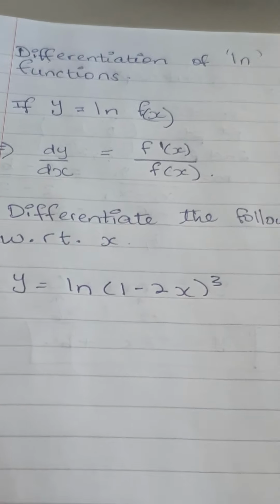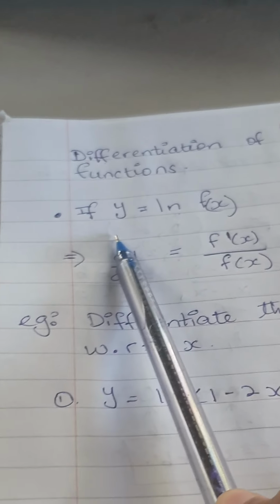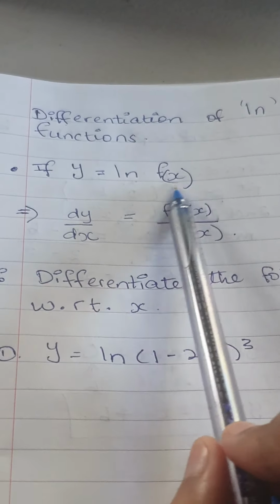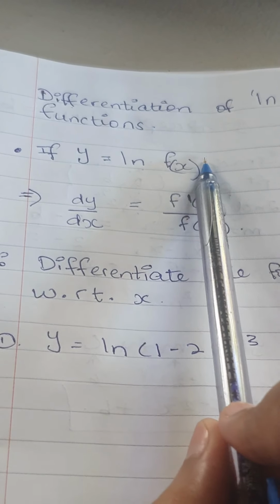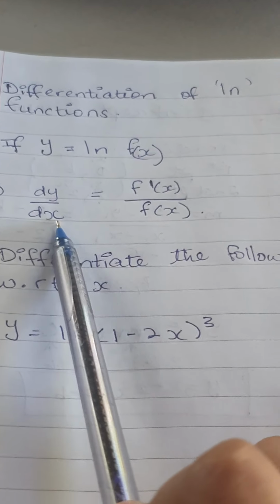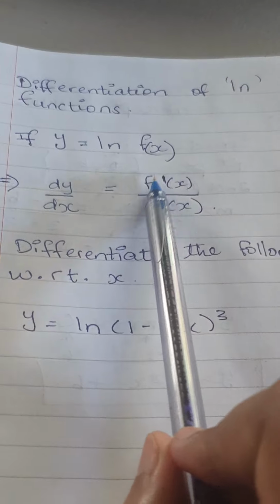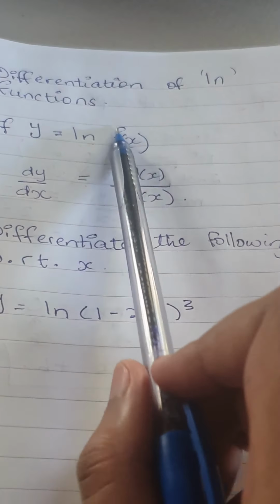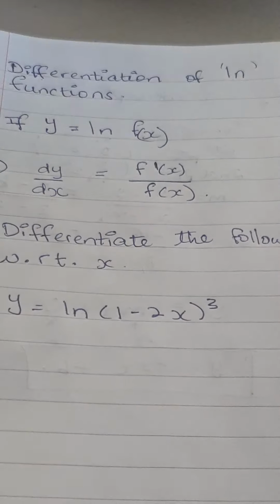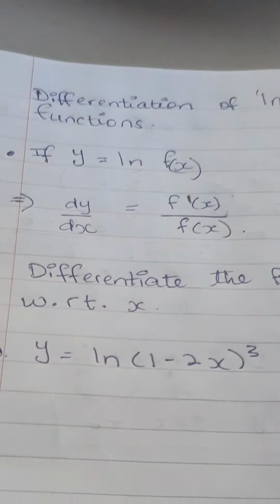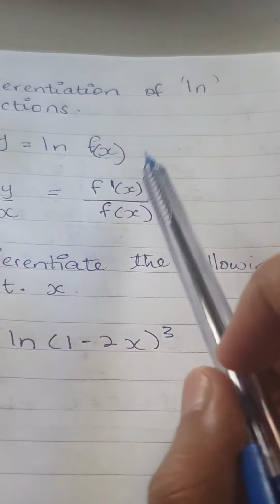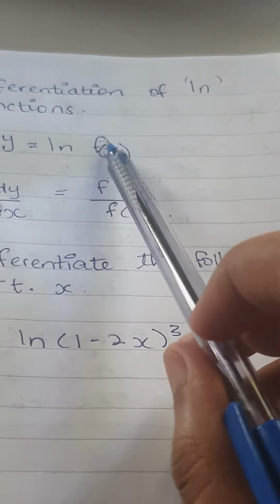So for example, the rule is if we have y equal to ln of some function f of x, the differential of it, dy dx, would be equal to, now this f dash x means the differential of f of x, right? So this is just notation for it. You guys know that, if not, well, we're doing it now, right? So f dash means you're differentiating this part here, whatever the function is, and you're writing that on top, and underneath you're just writing back whatever the function was.